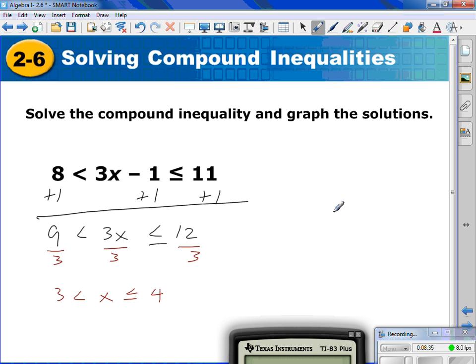Now when I graph, here's a 3, here's my 4. My 3 is open, my 4 is closed, and they connect.